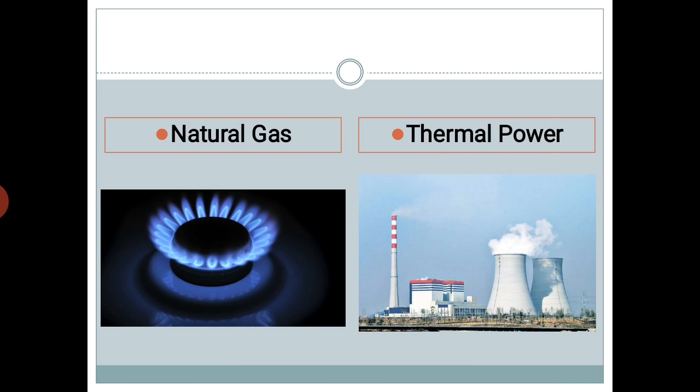Next one was thermal power. A thermal power station is a power plant in which the prime mover is steam driven. Water on heating turns into steam and spins a steam turbine which drives an electrical generator to produce electricity. This is called thermal electricity. So this is another important conventional source of energy. Yes, students, for different purposes we are using these conventional sources.